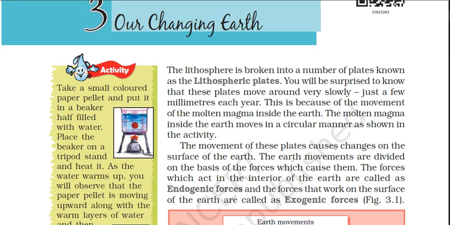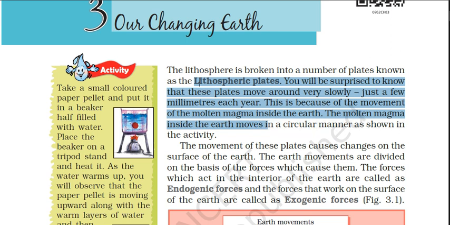The lithosphere is broken into a number of plates known as lithospheric plates. You will be surprised to know that these plates move around very slowly, just a few millimeters each year. This is because of the movement of the molten magma inside the earth. The molten magma inside the earth moves in a circular manner as shown in the activity.